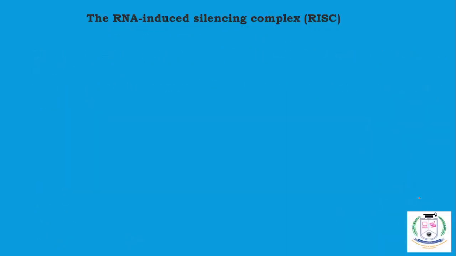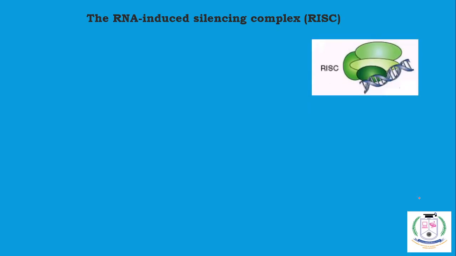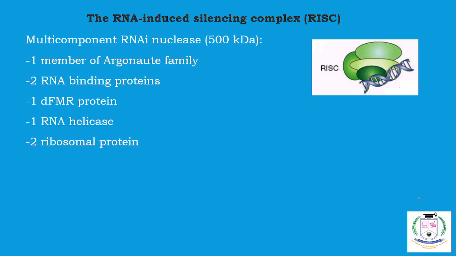The effector molecules are the siRNA, and the catalytic component is your dicer. Both of these together are loaded to form the RNA-induced silencing complex, that is RISC. This RISC is a multi-component complex of about 500 kilodaltons, and it contains a member of the Argonaute family, RNA binding domains, a DFMR protein, RNA helicase, and two ribosomal proteins.